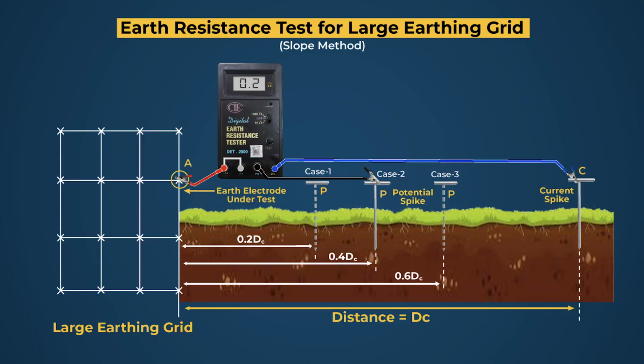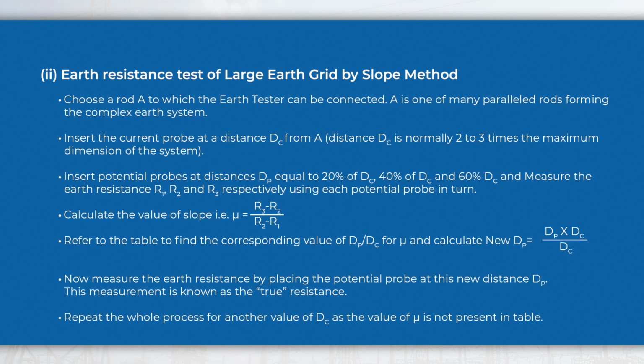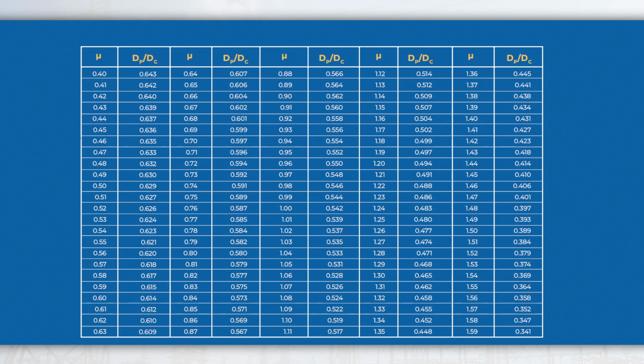There is another method named the slope method to measure the earth resistance of a large earth grid. This method is based on resistance measurement at 3 different distances of the potential probe from test electrode A, and these steps are to be followed to perform the test. Table for dP/dC for measured slope mu.